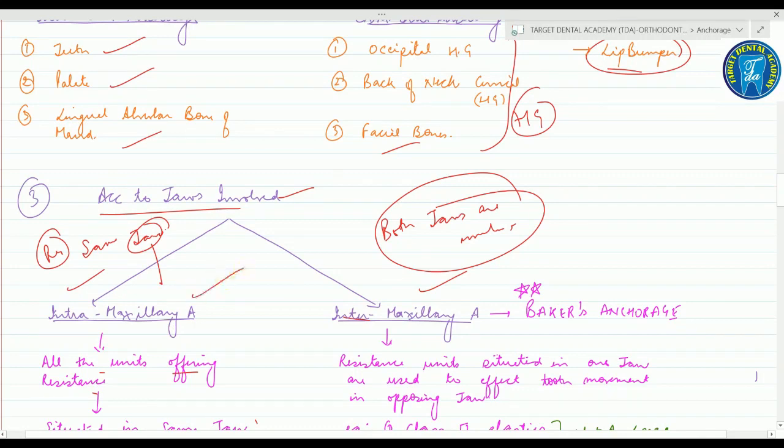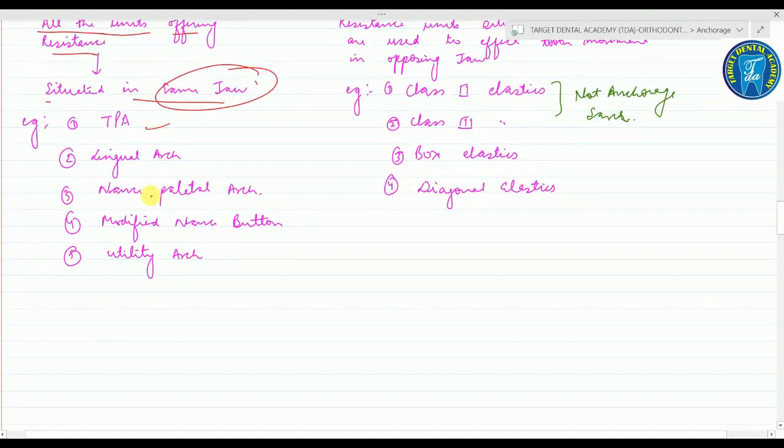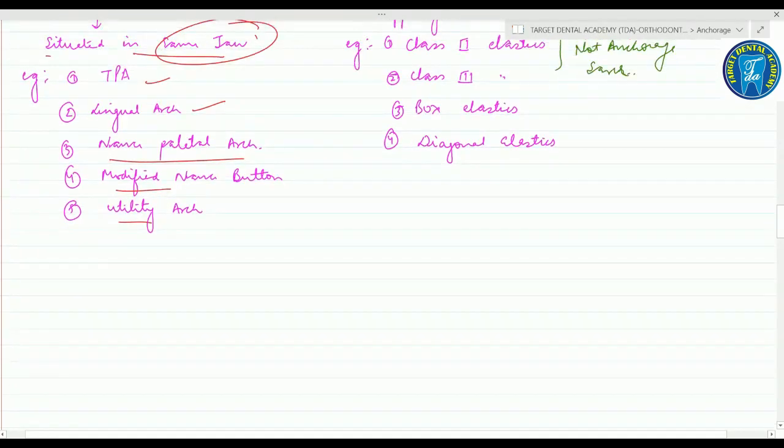First we are going to discuss the intramaxillary anchorage. In this, all the units which are offering the resistance are situated in the same jaw. For example, the TPA, that is the transpalatal arch, the lingual arch, Nance palatal arch, modified Nance button, and utility arch. We are going to discuss them one by one. First is the TPA, the transpalatal arch, given in the maxillary arch.